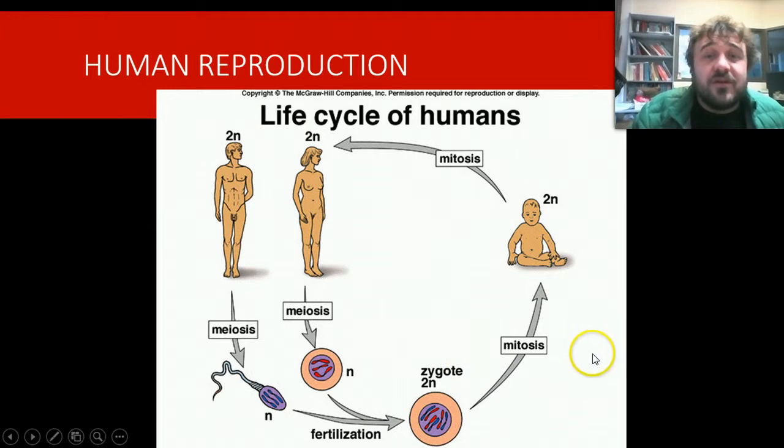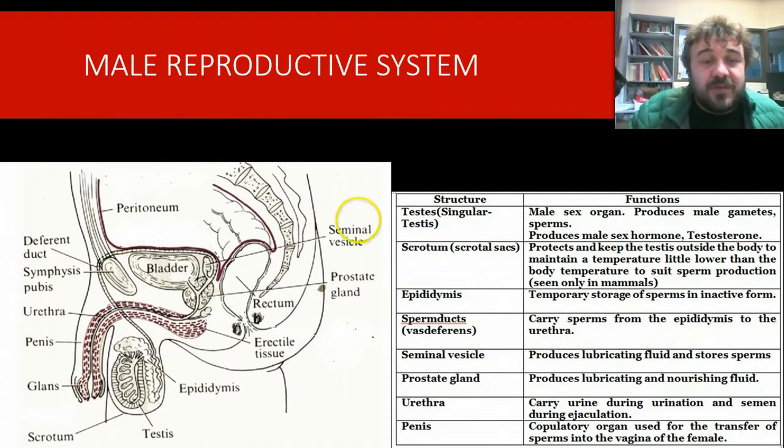All right, so human reproduction. Here's the basic life cycle we've seen before. We've got the two ends. These are the full-grown adult human beings. They produce single N gametes, so you've got egg or ovum and sperm. These are made through meiosis. They then join together through fertilization to give us our zygote, which is 2N. This then undergoes mitosis, lots of mitosis for growth, and then we'll go through even more mitosis till it is a fully grown individual. So let's have a quick look at our reproductive systems.